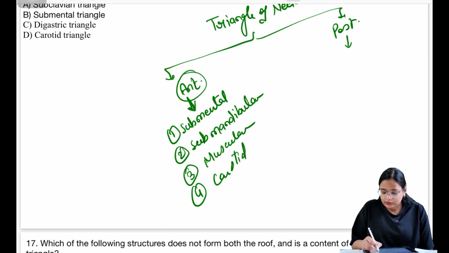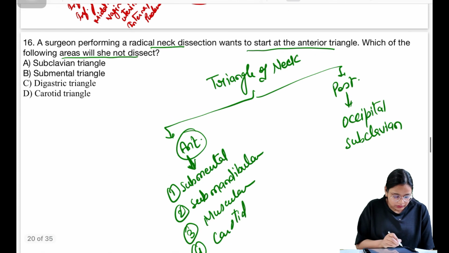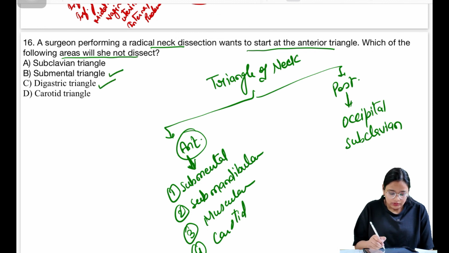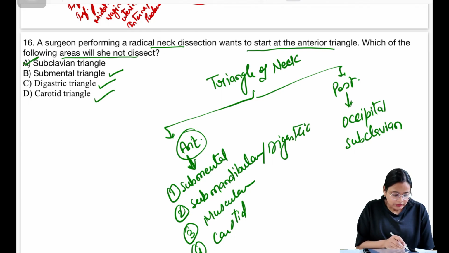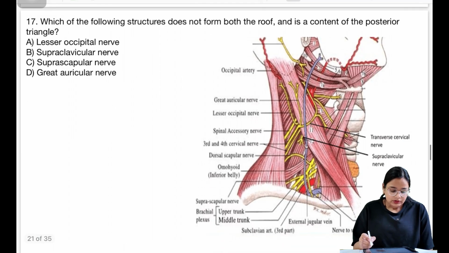The posterior triangle is again divided into two, occipital and subclavian. So here you can check which is not correct. Submental is the anterior triangle, digastric is anterior triangle, submandibular or digastric. The carotid triangle is a part too. Only the subclavian triangle is a posterior triangle part, so C will not dissect this subclavian triangle.